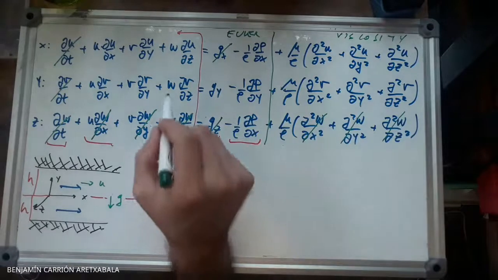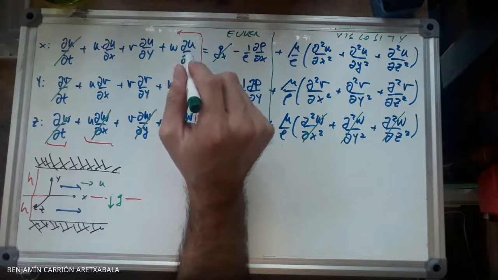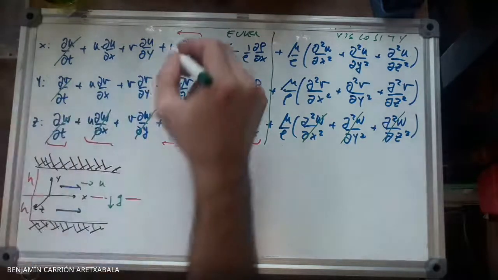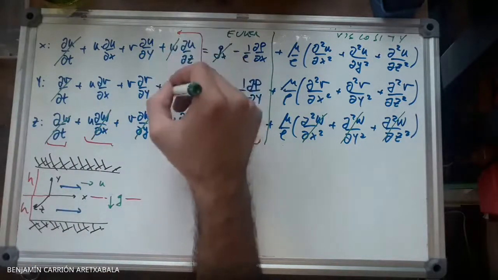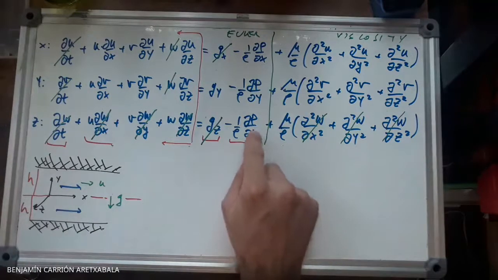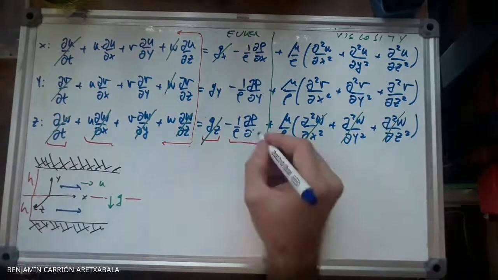And also all the elements that are multiplied by w are also zero. So this is zero and this is zero. Okay, so we already simplified this a lot.